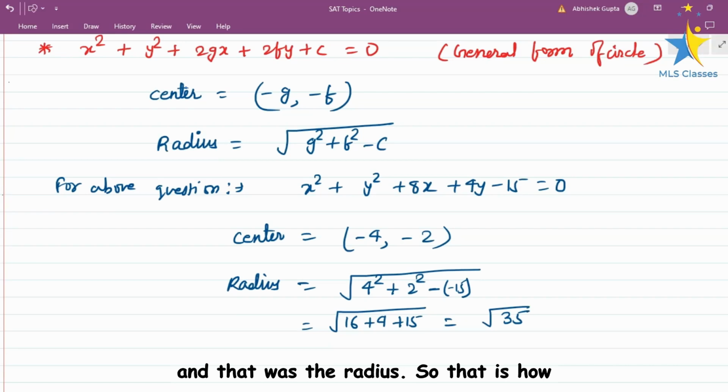And that was the radius. So that is how we can find the radius and center easily from the equation of a circle if it is given in general form. We don't even need to use the completing the square method. We can just look at the equation and say that this is the center, and with a little calculation we can say that this is the radius.